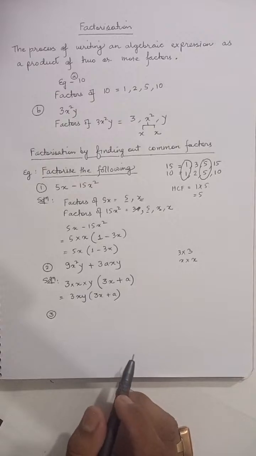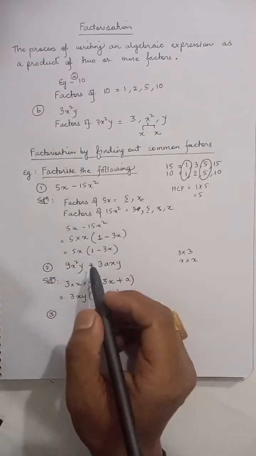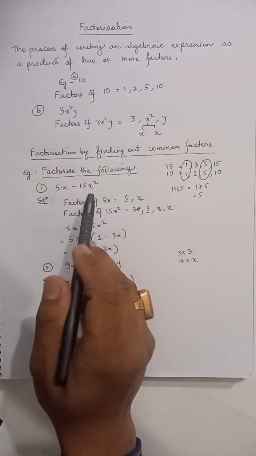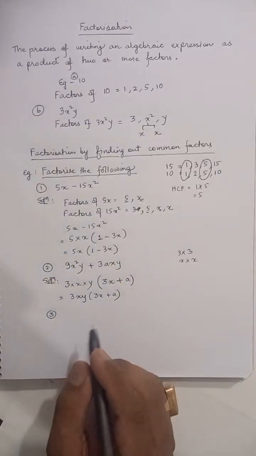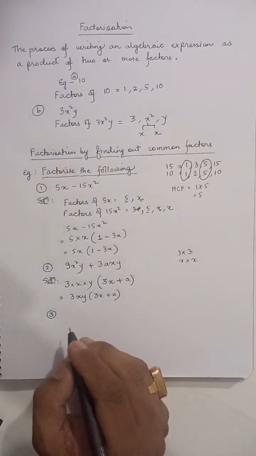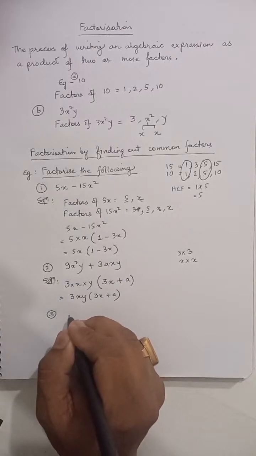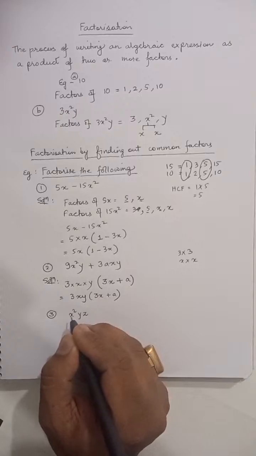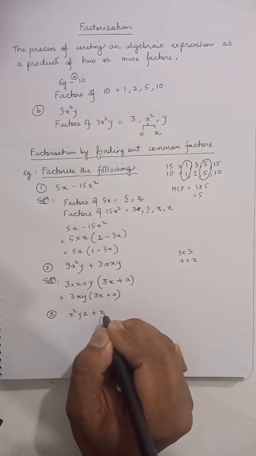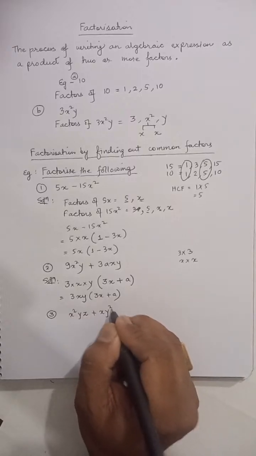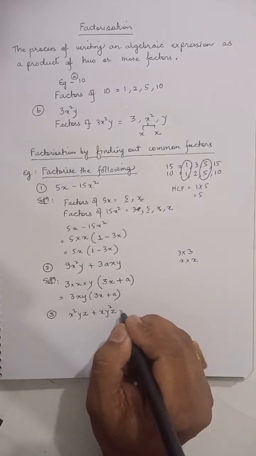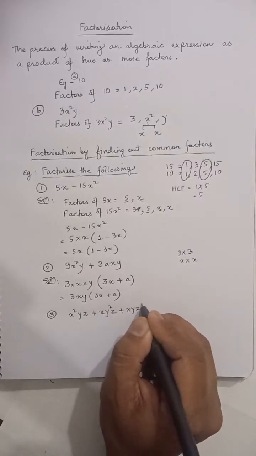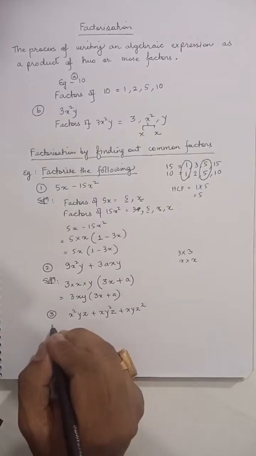Let us now take a trinomial. These two expressions were binomial, meaning we had two terms. Okay, so now let us take a trinomial: x squared yz plus x y squared z plus x y z squared.